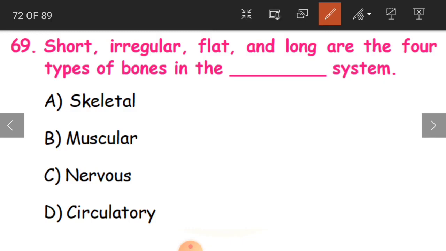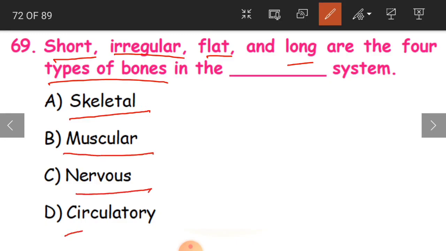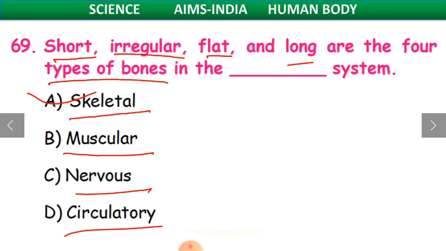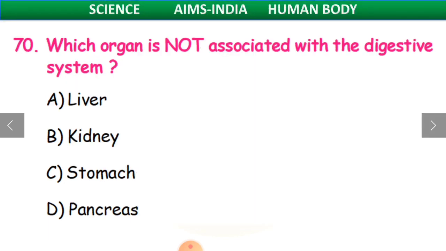Short, irregular, flat and long are the four types of bones in the skeletal system. So where do we have this type of bones, children? Skeletal, muscular, nervous or circulatory? And the answer is A, that is skeletal system. Clear?